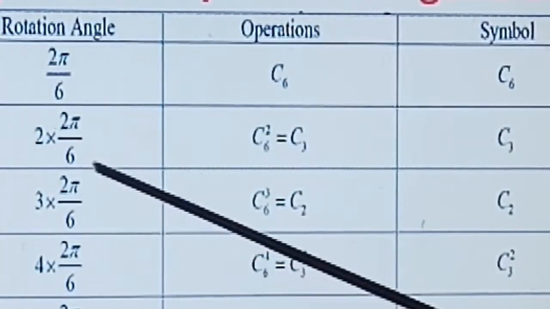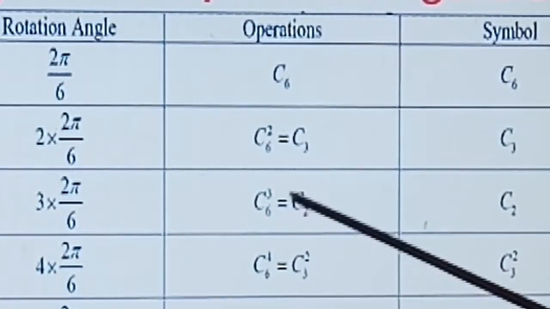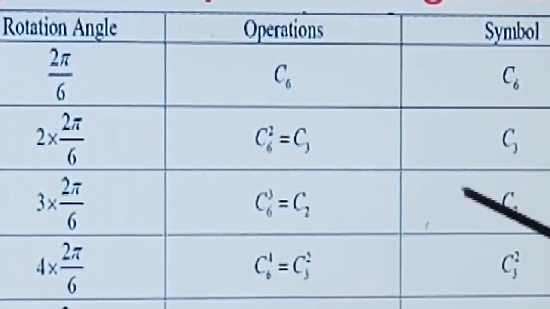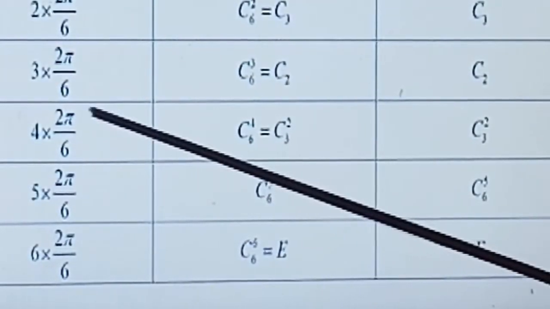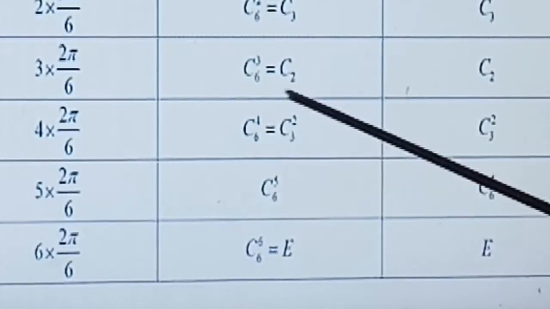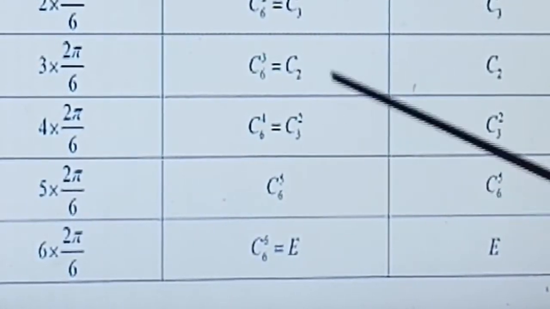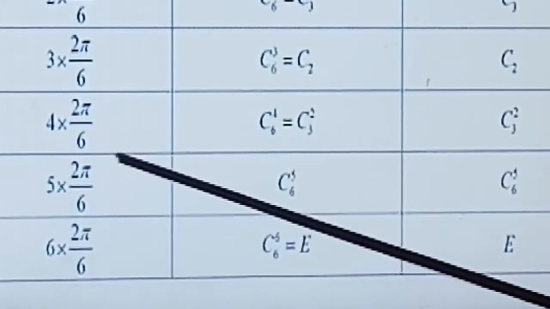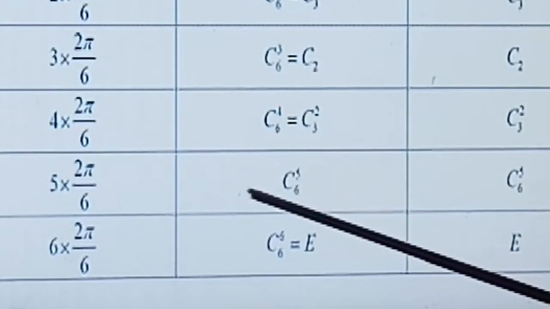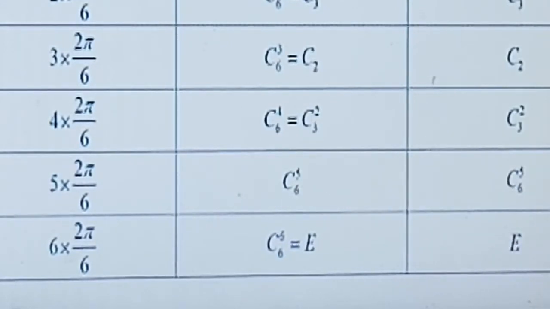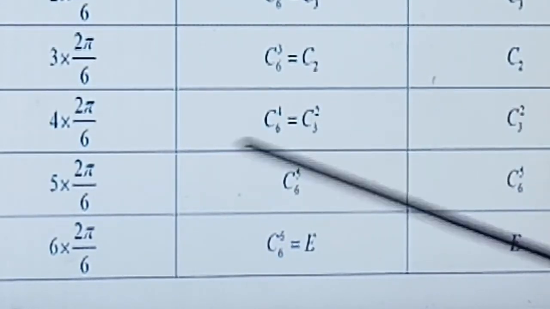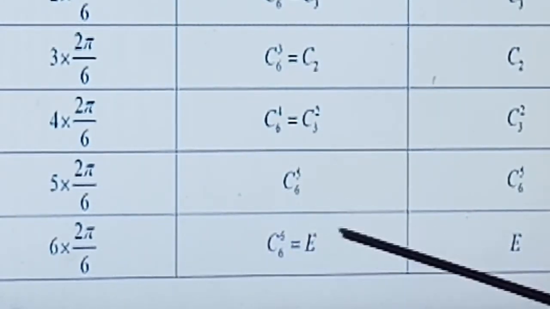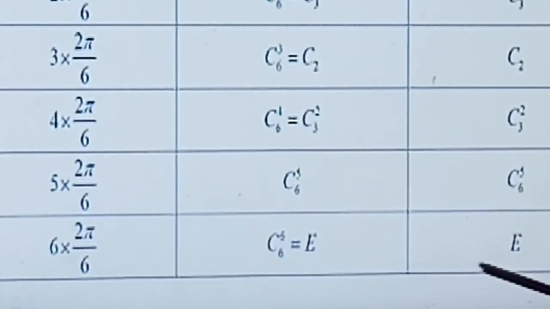Similarly, 3 into 2π/6, the operation will be C6^3, which is equal to C2, and the symbol will be C2. 4 times 2π/6, it is C6^4, which is equal to C3^2, and the symbol will be C3^2. 5 into 2π/6, the operation will be C6^5, and the symbol will also be C6^5. 6 into 2π/6, the operation C6^6 is the identity, and the symbol will be the identity.